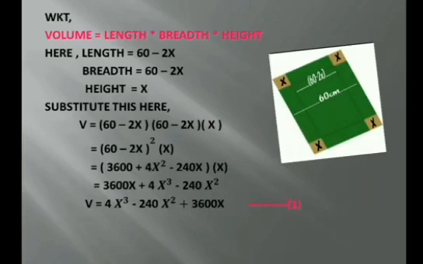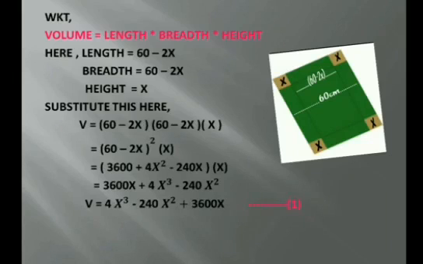Now we have the cut area of the four corners, denoted by x. So the remaining length has the value 60 minus 2x, and the breadth of the remaining part is 60 minus 2x. So this length is equal to 60 minus 2x and breadth is equal to 60 minus 2x, and the height is not known, so it is denoted by x. So substitute these values here: volume V is equal to length 60 minus 2x, breadth 60 minus 2x, and the height is replaced by x.